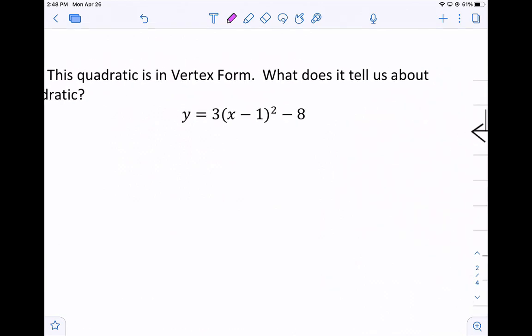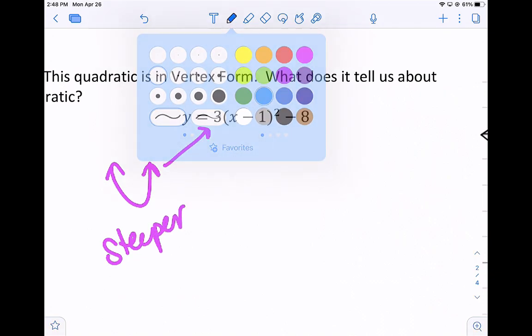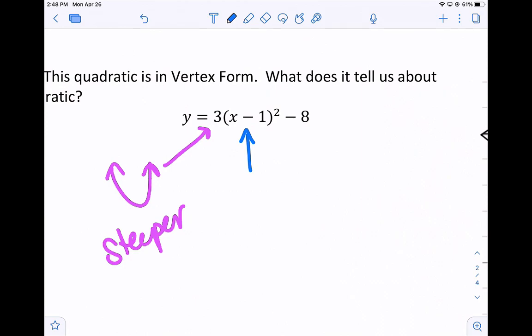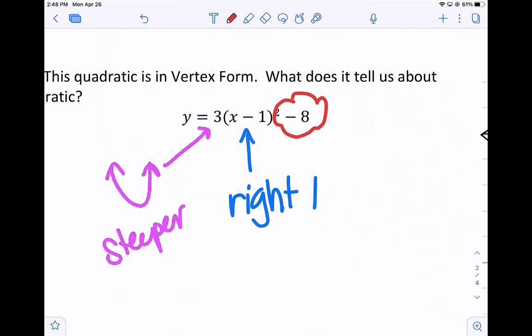And again, the a value right here, the 3, will tell us that it's a smiley face graph and that it's steeper than the original. Inside the parentheses, the minus 1 means that our graph is going to shift to the right one. Remember, if it's inside the parentheses, it's opposite of what you think. That's the right one. And then the outside is up or down, and the minus 8 will be down 8.